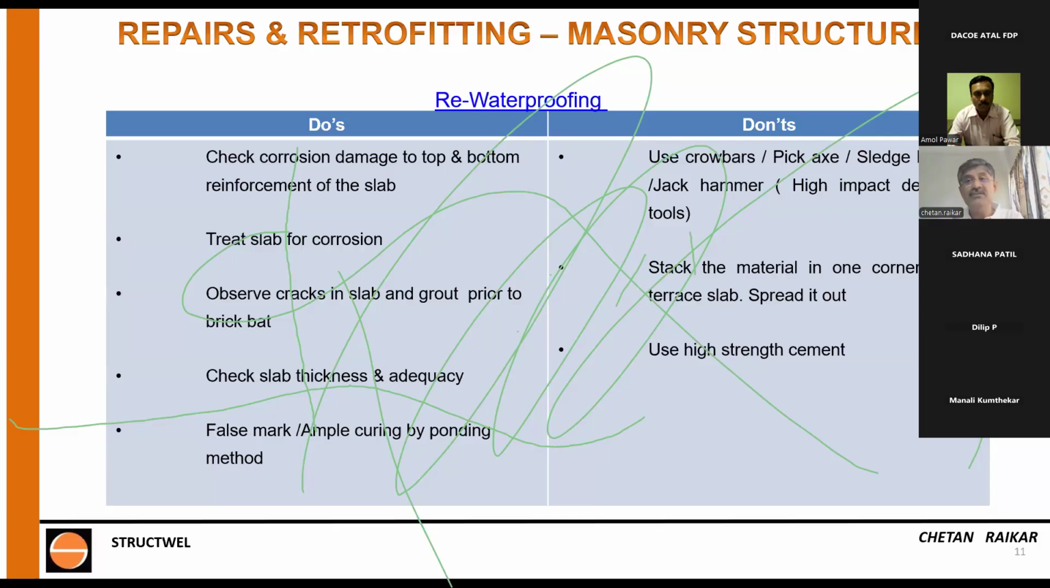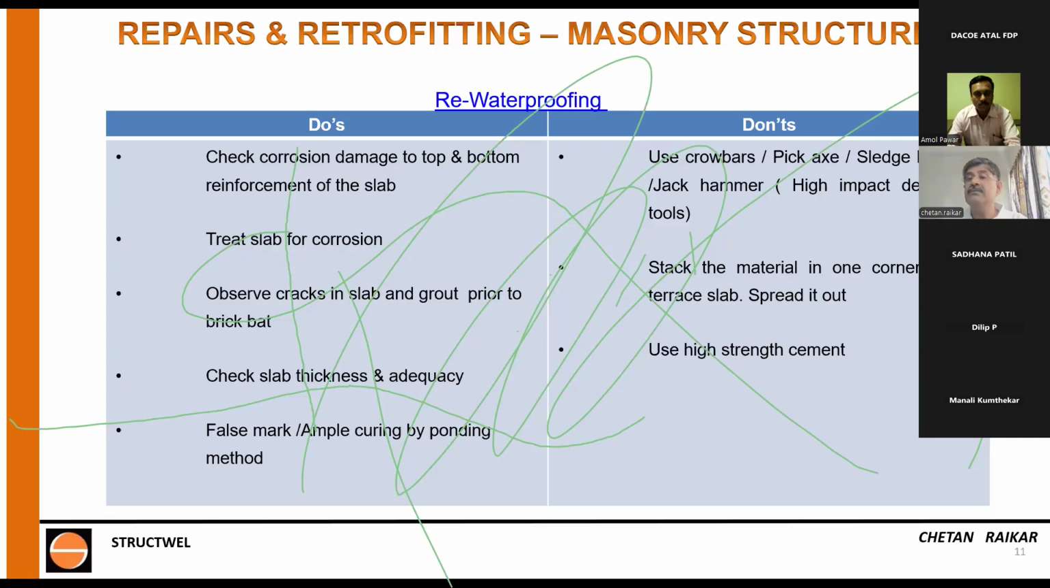Because if you're removing the waterproofing that has been done in cement by somebody, cement is stronger than the brick masonry slab, a brick lime concrete slab. So you have to remove it very carefully. So high impact tools should be avoided.